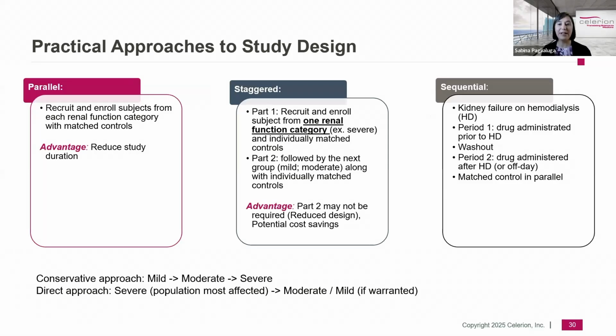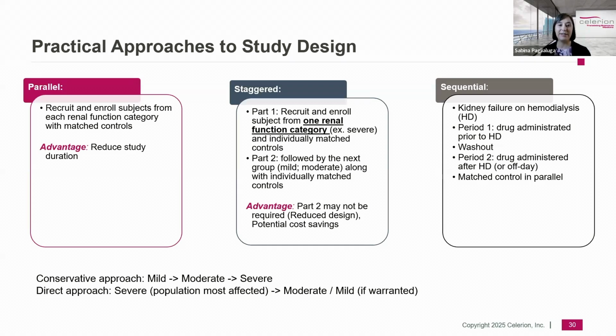There are several design options and approaches for these renal impairment PK studies. A parallel study design recruits and enrolls subjects of each renal function category and the matched controls all at the same time. So the advantage of this is that you could potentially reduce the study duration because all of the conduct is happening at the same time.